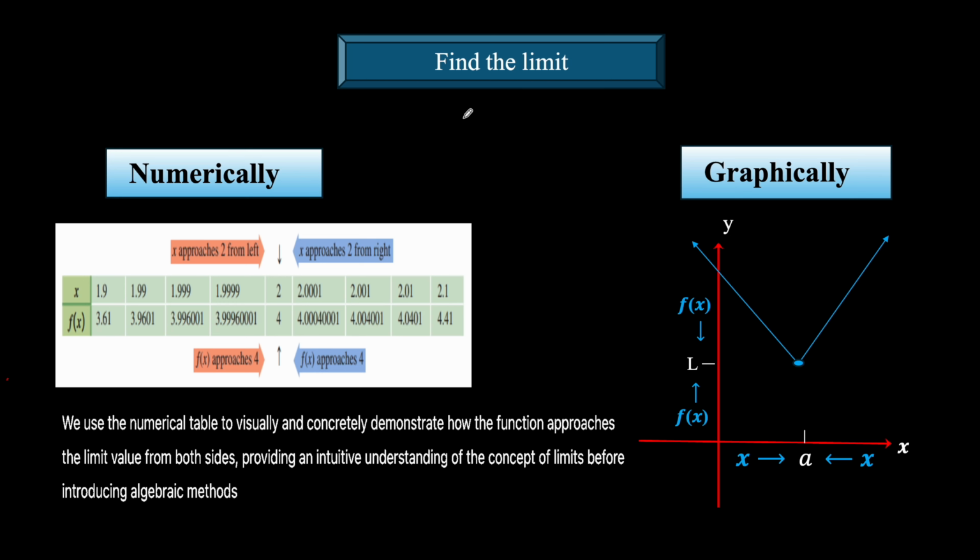In this video, we'll talk about finding the limit numerically, and in the next video, we'll talk about finding the limit graphically. So we use the numerical table to visually and correctly demonstrate how the function approaches the limit value from both sides. From both sides meaning from the left side and from the right side to a specific number. So we are approaching a specific number, which is 2 here, from the left side, and we are approaching the specific number, which is 2, from the right side.